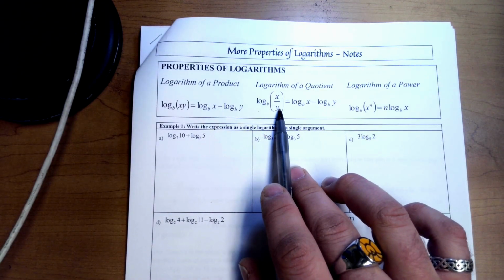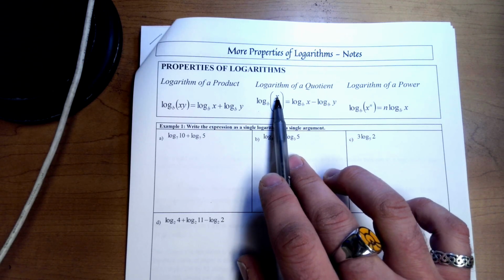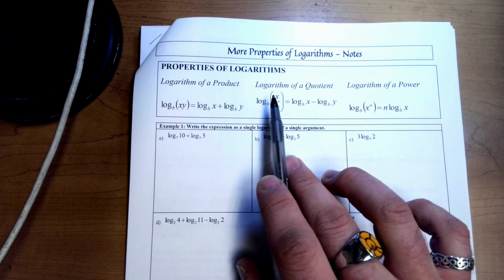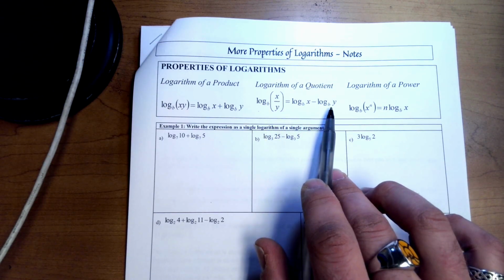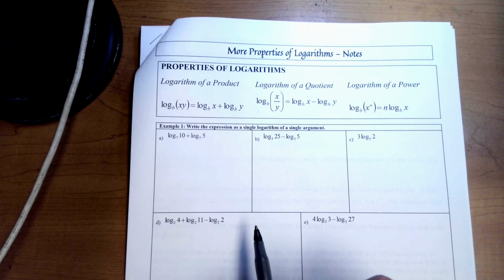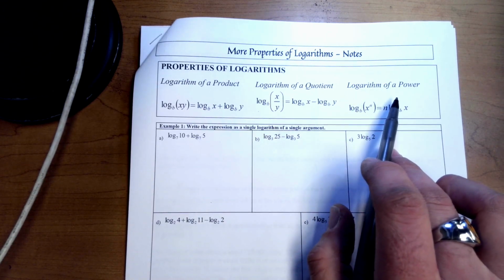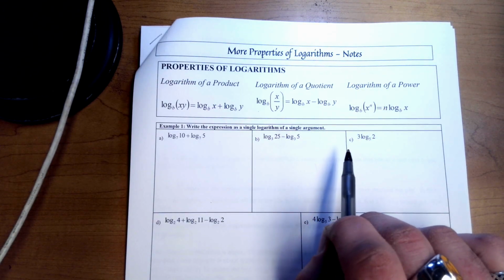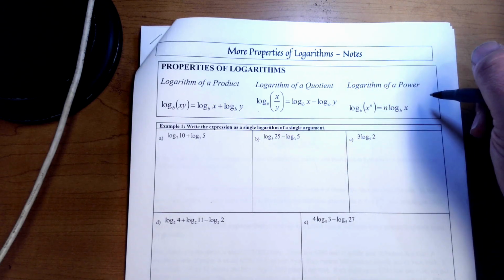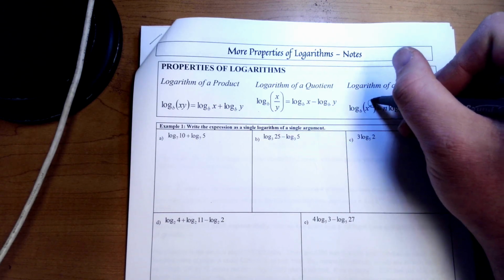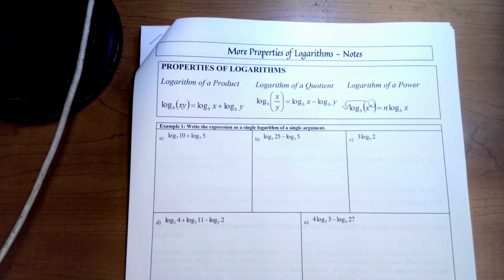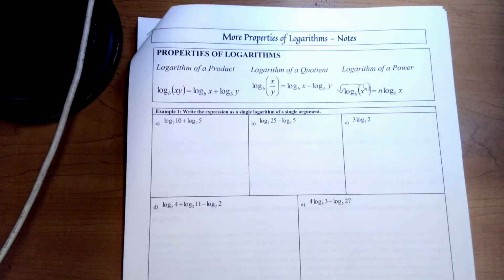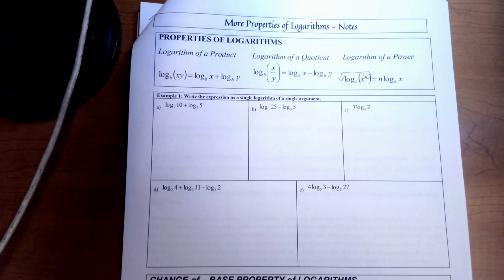Similar idea with the log of a quotient. The log of x over y will become the top log minus the bottom log, log base b of x minus the log base b of y. And we've already kind of talked briefly about the logarithm of a power. Again, if you take the log with anything that has an exponent, you're allowed to take that exponent out and turn it into multiplication.